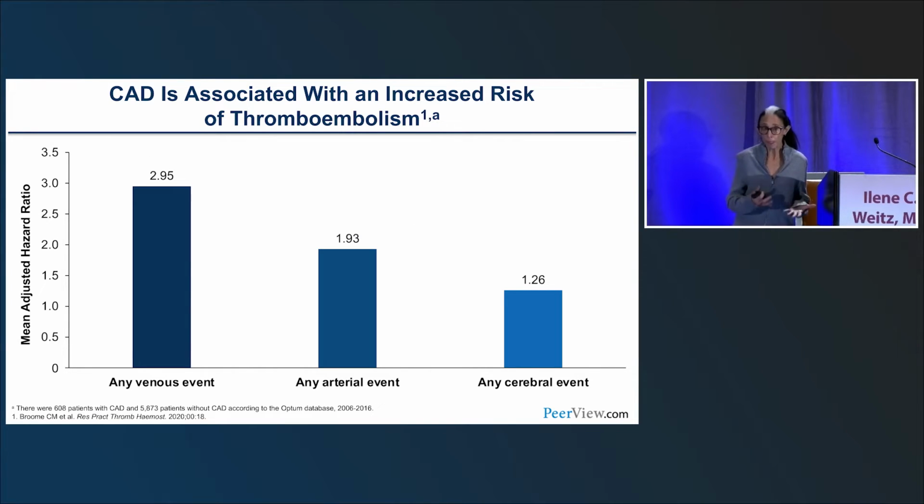Dr. Broom has also published this very interesting analysis that looked at the Optum database and thrombosis risk in cold agglutinin disease. We always thought of CAD as just a hemolytic disease, but like all complement-mediated disorders, there's an increased risk of thrombosis due to the complement activation. It's really driven by the complement. And you could see most of the events, almost a threefold increased risk in venous events, but also arterial events do occur.